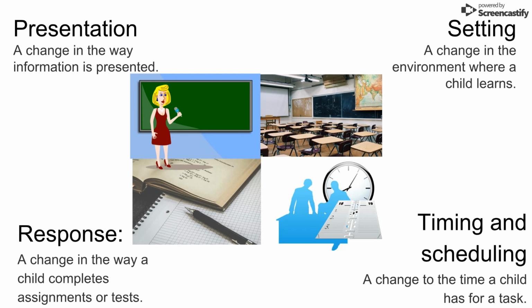An accommodation in response might allow alternatives to a written assignment, such as allowing speech-to-text tools from Google or Read&Write. An accommodation in setting might allow students to take a test in a separate room with fewer distractions or offer alternative seating to allow for movement.